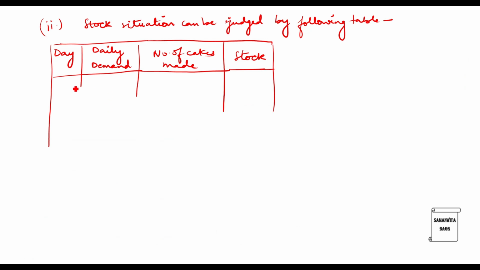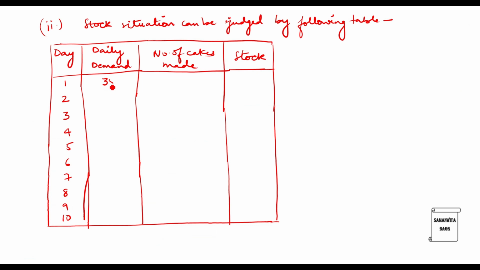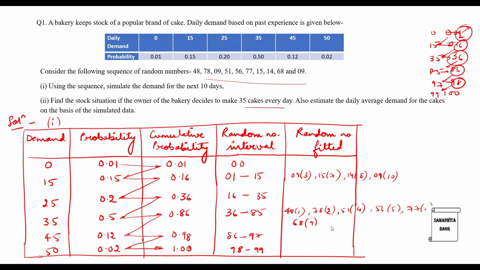So let's write down, there are 10 days. So 1, 2, 3, 4, 5, 6, 7, 8, 9, 10. Now, day is going to indicate the random number also. So I will write down for the first day over here, 48. The daily demand is 35. So the first daily demand is 35. The second value falls here, again 35. Third value is here, so this is 15. Fourth value is here, so daily demand is 35.